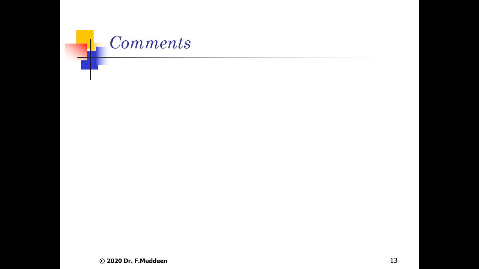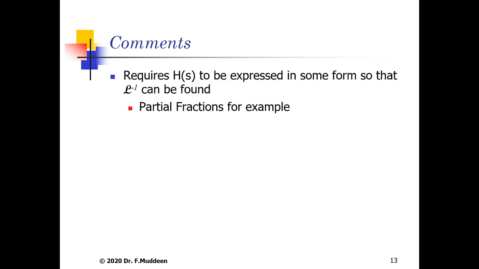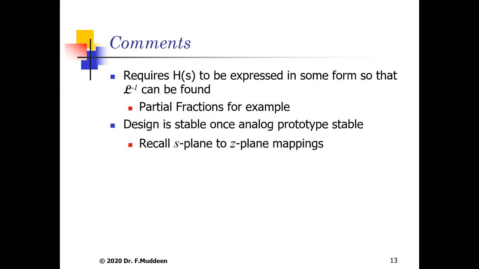So in commenting on this, this means that we need H(s) to be expressed in some form so that we can get the inverse Laplace transform. Typically we use partial fractions to achieve this. Once we have a partial fraction solution that can be transformed back into the time domain, this gives us the idea that the design is going to be stable because the analog prototype here is stable. If you recall the S-plane to Z-plane mappings, everything on the left-hand side of the S-plane indicates that the system is stable, and in the Z-plane, everything inside the unit circle indicates that the system is stable as well.